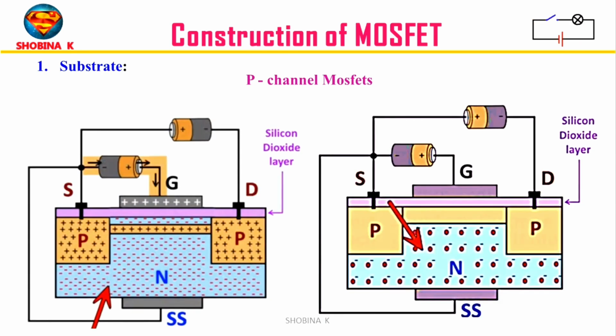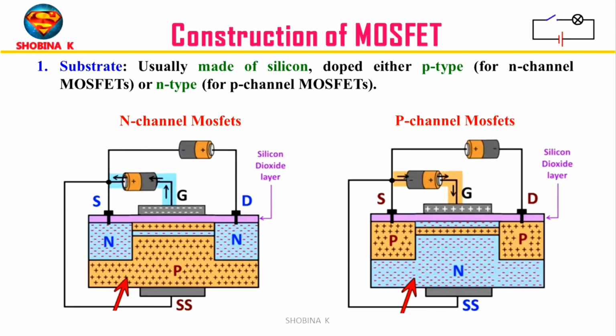For P-channel MOSFET, the substrate is N-type. In this case, the majority charge carriers are electrons. The source and drain are P-type, meaning they have extra holes. So for N-channel MOSFET, the substrate is P-type. For P-channel MOSFETs, the substrate is N-type.